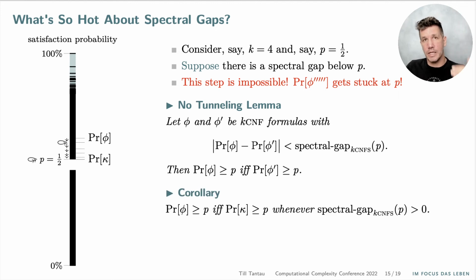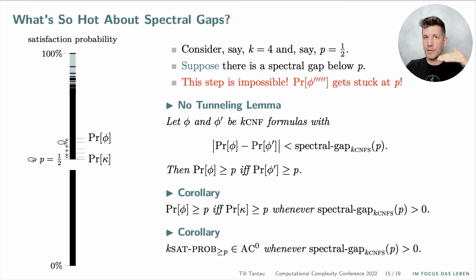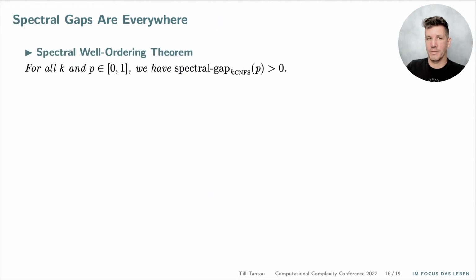And that means that in reality, if you start above P, this cooling algorithm will end at P. And that in turn means, in order to decide whether you are above or below P with your original satisfaction probability, it just suffices to do the cooling and look at the final formula. If that's above P, you were at or above P originally. If you were below, then you're going to end up below. And that means that now suddenly K sub prop greater equal to P, telling whether the satisfaction probability is at least P, that's actually in AC0. You can implement this cooling algorithm with some tricks in AC0. So to answer the question why these spectral gaps are interesting, whenever there is a spectral gap, this problem is easy. Okay, and so now we have the spectral well-ordering theorem, which says there are gaps everywhere.